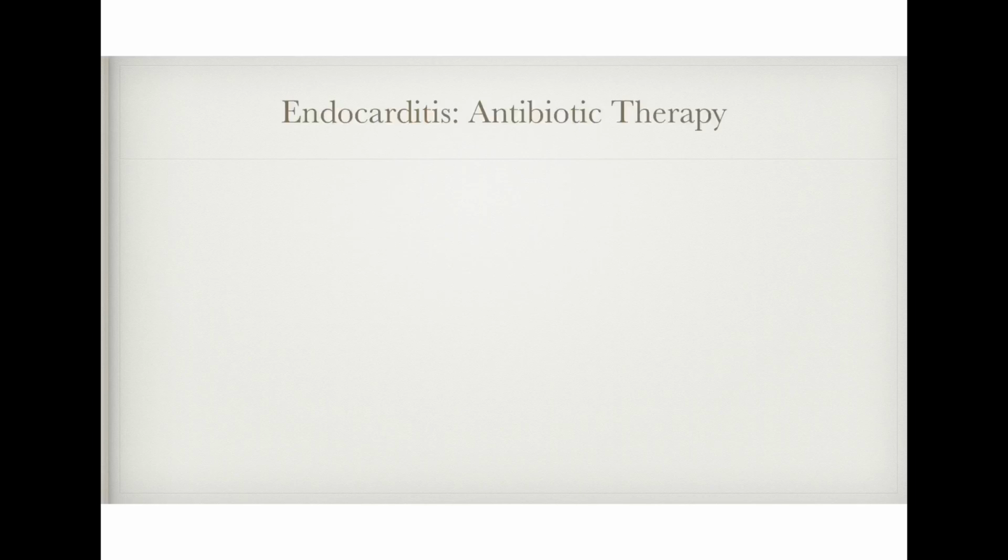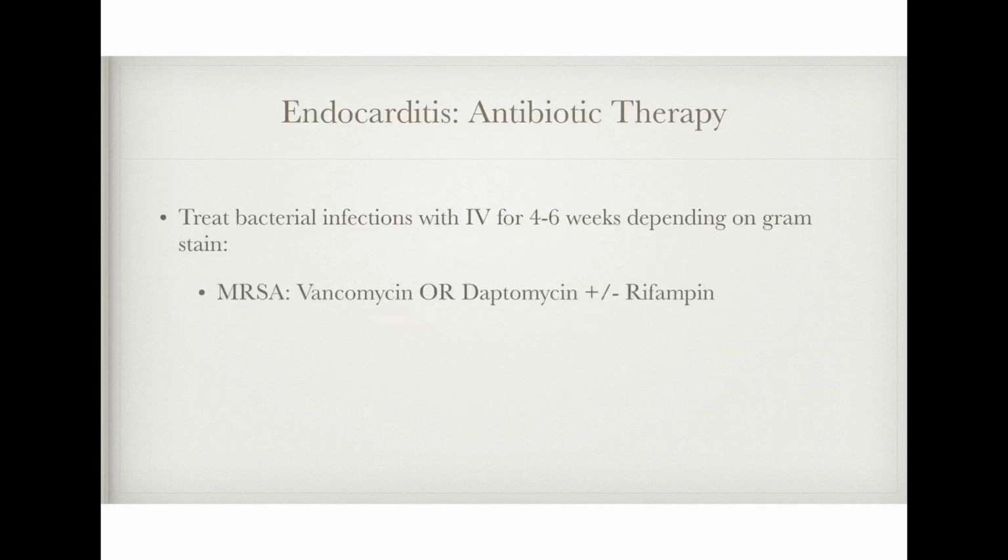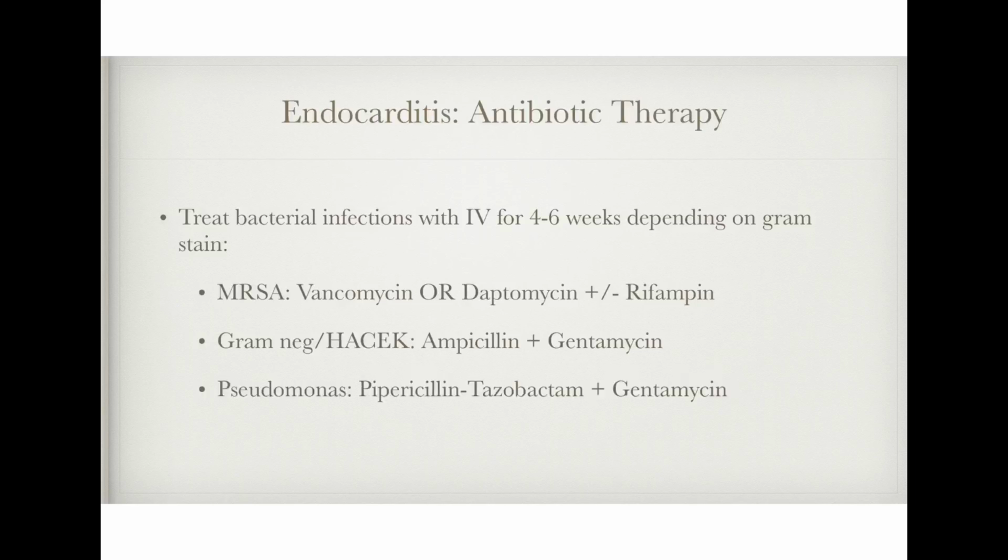Antibiotic therapy for endocarditis. Most bacterial infections should be treated with IV antibiotics for 4 to 6 weeks, depending on the gram stain. So if you suspect MRSA with gram-positive cocci in clusters, you should treat with vancomycin or daptomycin plus or minus rifampin. For gram-negative organisms, including HACEK organisms, choose a combination of ampicillin and gentamicin. If Pseudomonas is suspected, choose a combination of piperacillin-tazobactam, or Zosyn, and gentamicin.